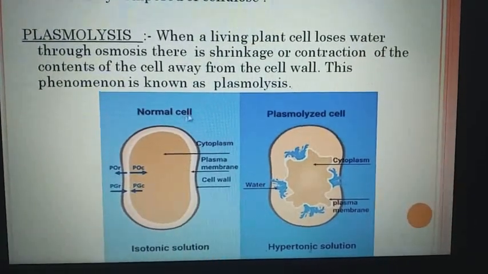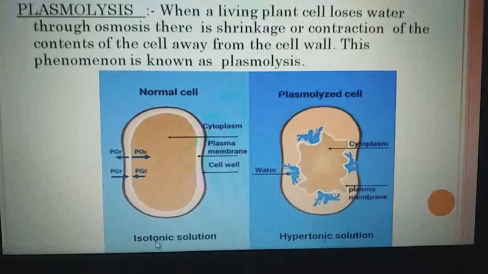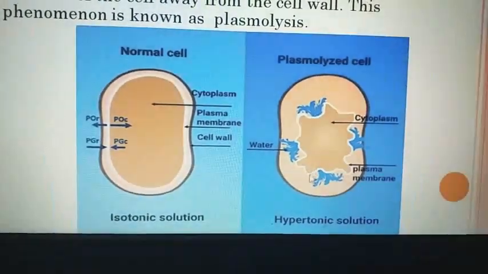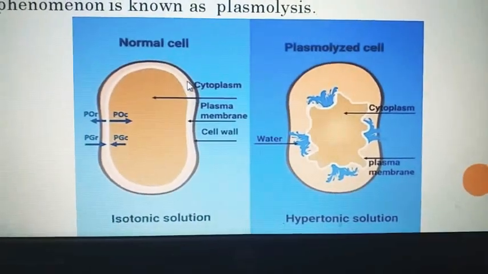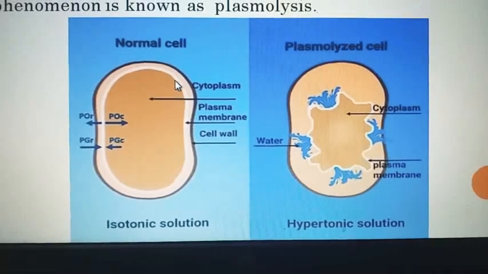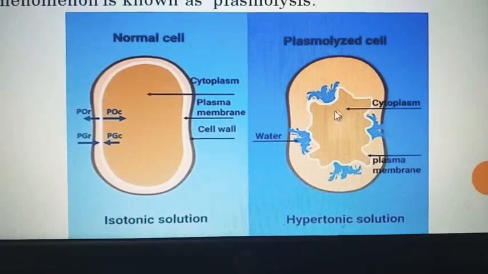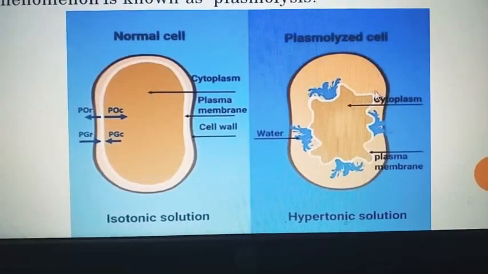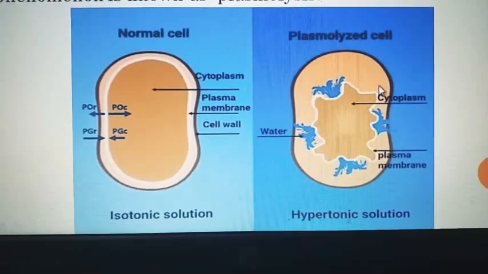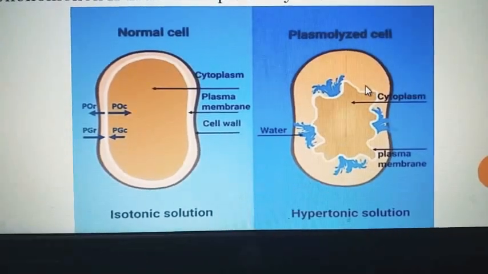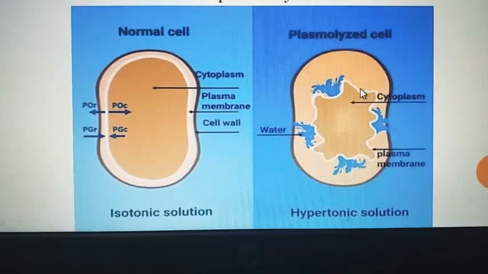To make it more clear, I have drawn here a diagram of a normal cell when placed in the isotonic solution, or when the normal cell is placed in the hypertonic solution. See here, when the normal cell is placed in the isotonic solution, there is no gap between the cell wall and the inner content of the cell. Now when the same cell is placed in the hypertonic solution, you will find that the inner content of the cell moves away from the cell wall. See the gap between the cell wall and the inner content. This shows plasmolysis. Now we will move to activity 5.6 to make it more clear.